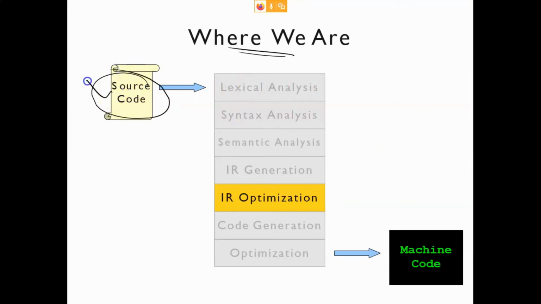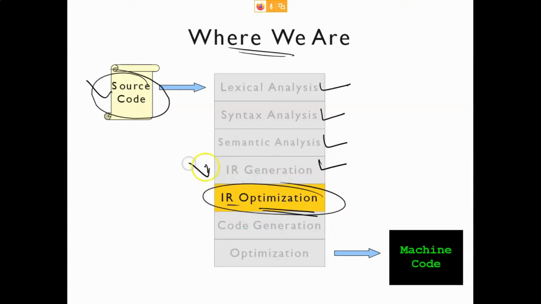As you know, we give a source code and these are the phases. One by one these phases work on this source code: lexical analysis, syntax analysis, semantic analysis, intermediate code generation, and finally we go to intermediate representation optimization. So in this phase we get something called intermediate representation. Some intermediate representation we can use, like three address code or SSA. So in this phase we get the intermediate representation, IR, and we want to optimize that.